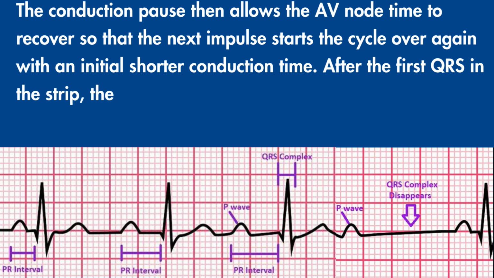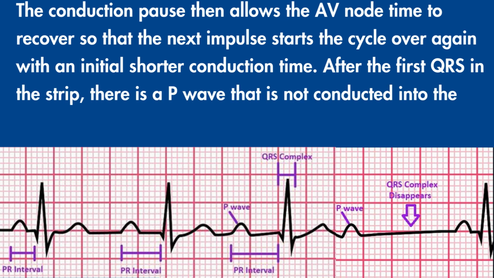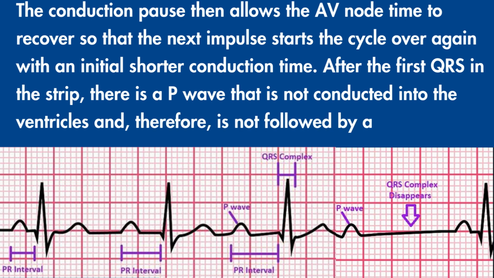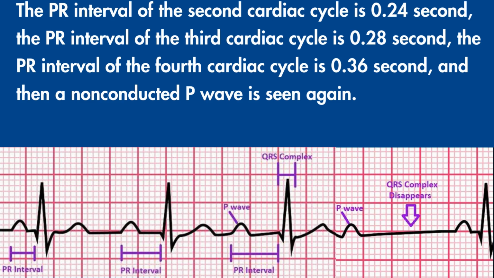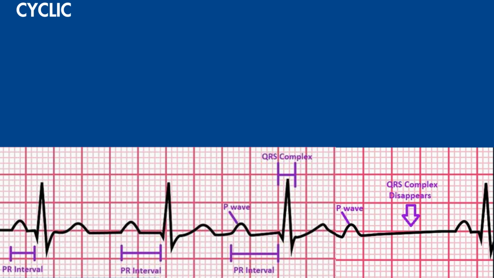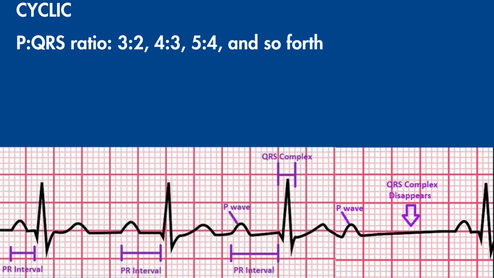After the first QRS in the strip, there is a P wave that is not conducted into the ventricles and therefore is not followed by a QRS. The PR interval of the second cardiac cycle is 0.24 second. The PR interval of the third cardiac cycle is 0.28 second. The PR interval of the fourth cardiac cycle is 0.36 second, and then a non-conducted P wave is seen again. This rhythm is cyclic and will always present with progressively lengthened PR intervals until a QRS complex disappears, and then it will repeat itself. The P to QRS ratio will be 3:2, 4:3, 5:4, and so forth.